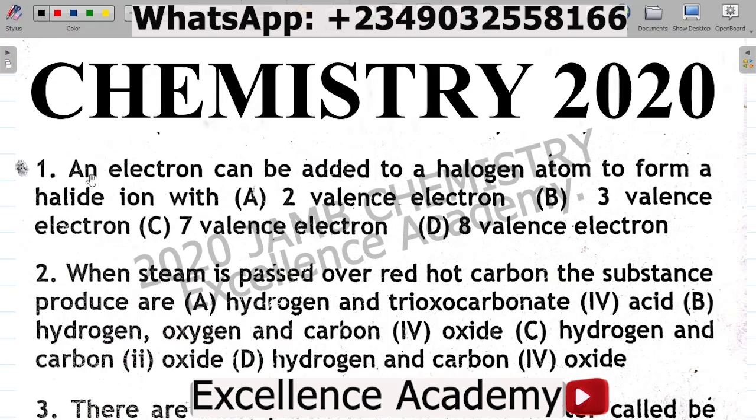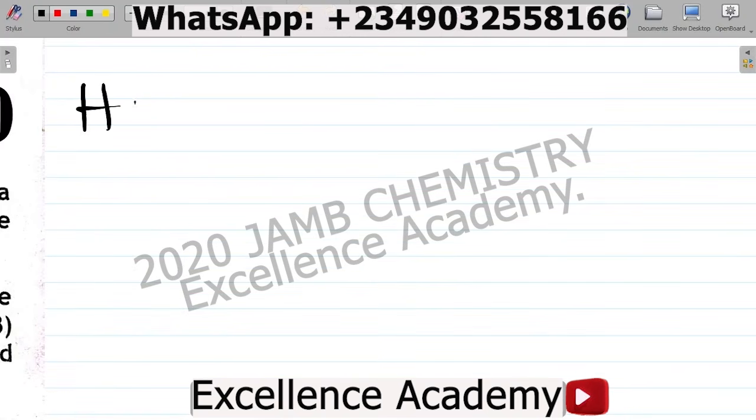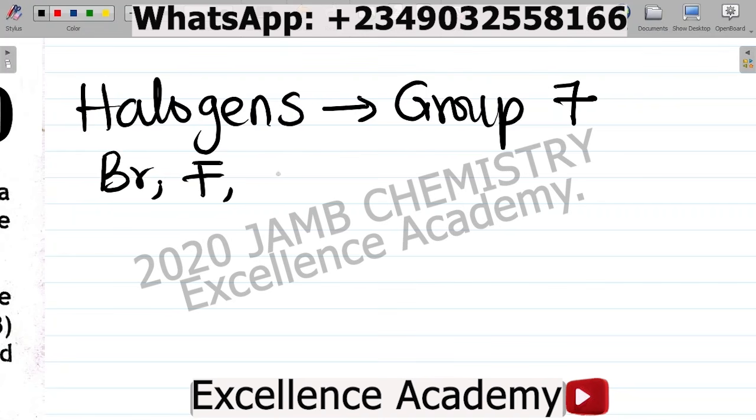First things first, they said an electron can be added to a halogen atom. What's a halogen atom? When we talk about halogens, we're talking about those elements in group 7. So halogens are group 7 elements. Examples include bromine, Br, fluorine, F, chlorine, Cl, iodine, and so on. These are some of the basic and most popular halogens.